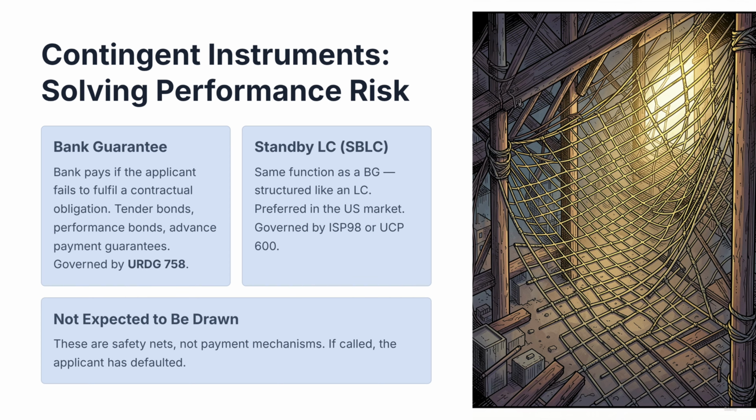Now, it is worth pausing here to clarify a distinction that trips up a lot of new joiners. An LC is a primary payment instrument. It is the intended mechanism for settlement. The exporter ships, presents documents, and expects to be paid through the LC. That is the normal course of business.